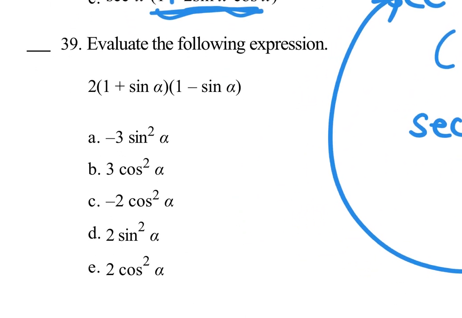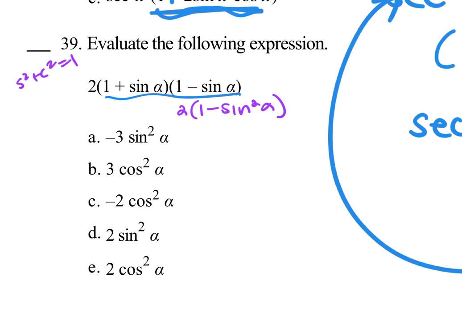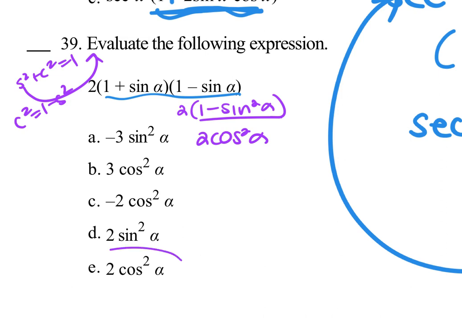So if you FOIL this guy out, it's the difference of two squares, with 1 minus sine squared theta. And then since sine squared plus cosine squared equals 1, 1 minus sine squared would equal cosine squared. This is cosine squared. That, to me, is way more on level.